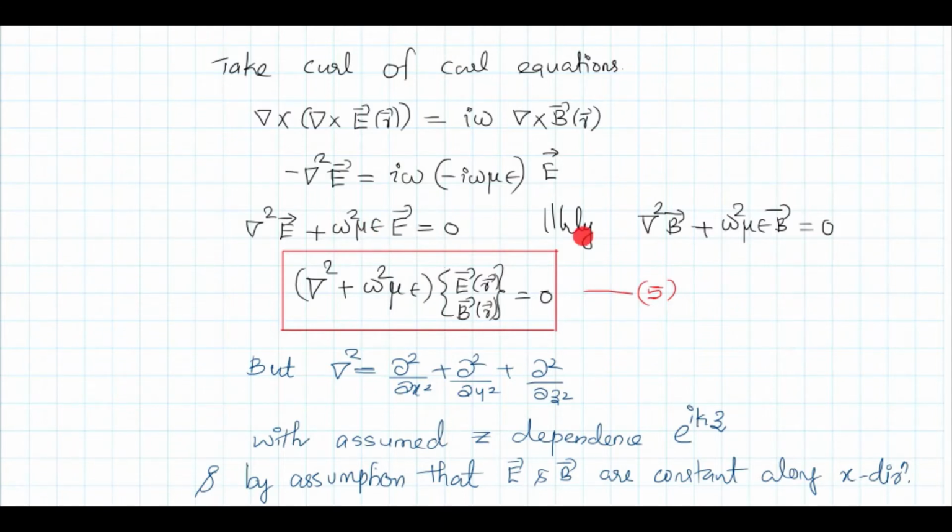Similarly, taking the curl of the other equation, you will get the wave equation in B also: del square B plus omega square mu epsilon into B equal to 0. So we obtained the wave equation of the form del square plus omega square mu epsilon acting on E of r and B of r equal to 0. Okay, this E is a function of x, y, z. Now this del square is actually dou square by dou x square plus dou square by dou y square plus dou square by dou z square in Cartesian coordinates. We already assumed a sinusoidal z dependence, that is of the form e raised to ikz. Okay.